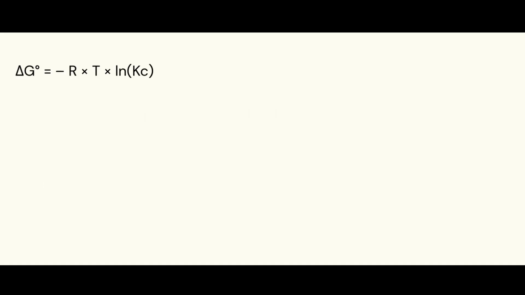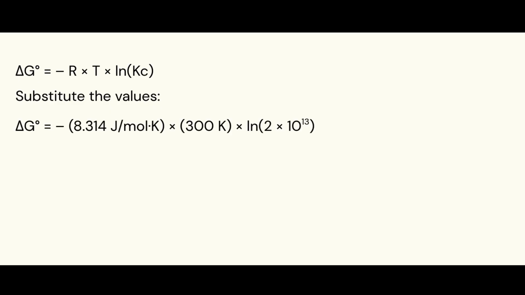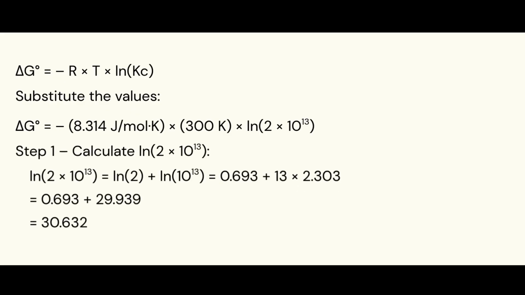We use the formula delta G naught equals negative RT multiplied by the natural logarithm of Kc. Substituting the values, delta G naught equals negative 8.314 joules per mole per Kelvin multiplied by 300 Kelvin multiplied by the natural logarithm of 2 times 10 to the power 13. Now we evaluate the logarithm.